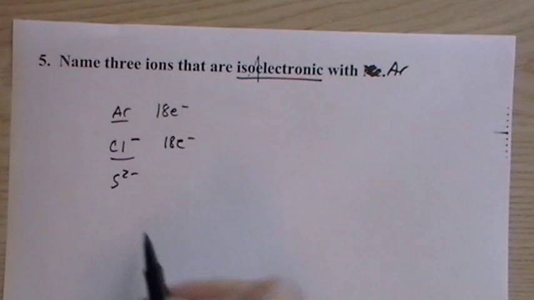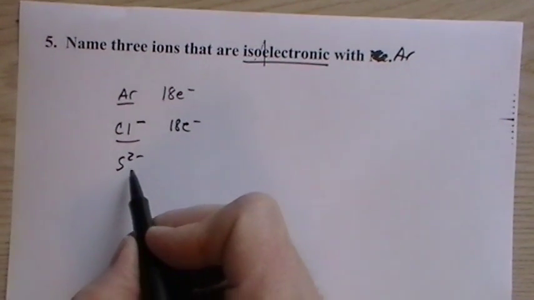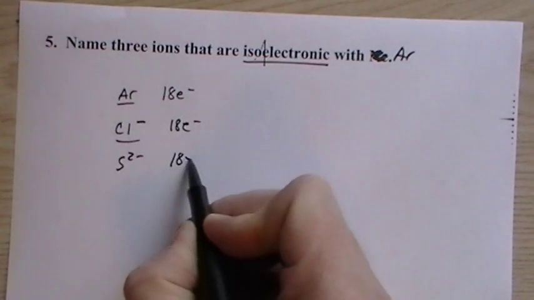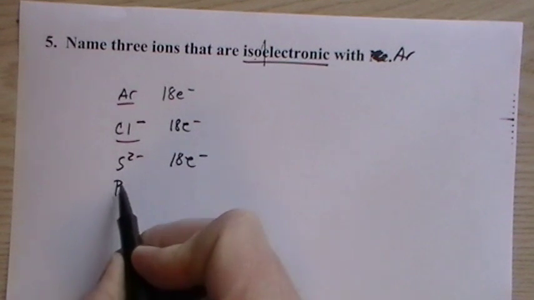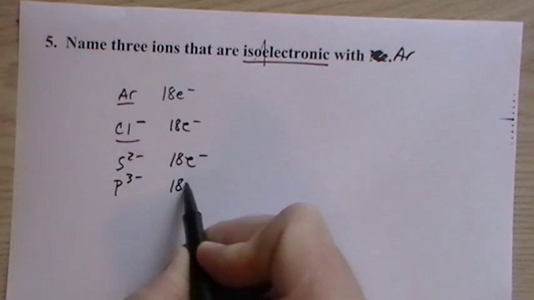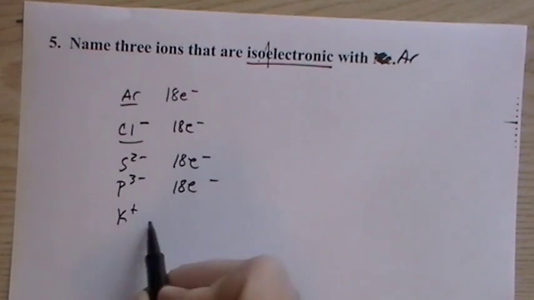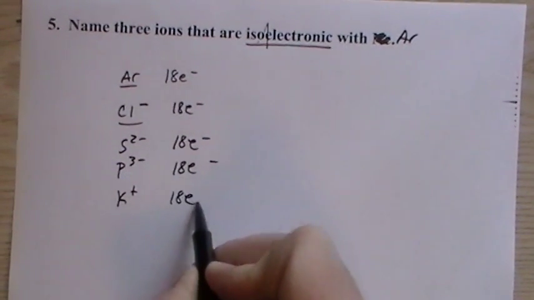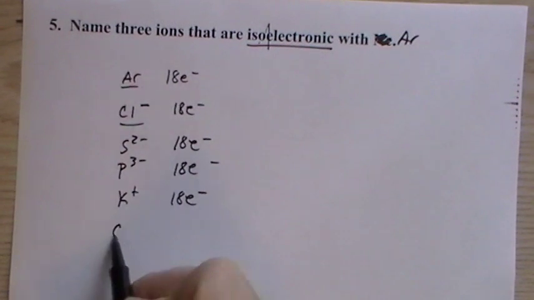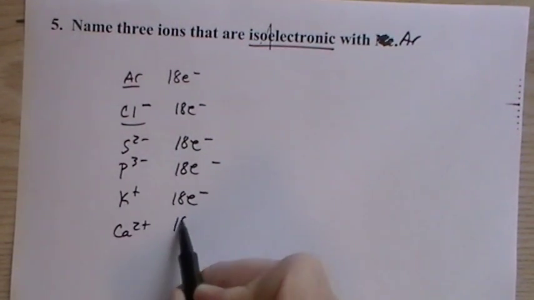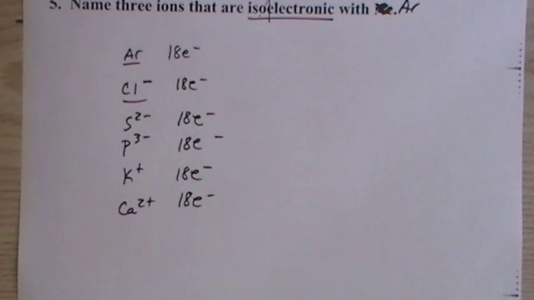Sulfur has 16 electrons, so sulfide has 2 more, so 18. Phosphorus has 15 electrons, so the phosphide has 18. You can go from the other direction. Potassium has 19 electrons, and a +1 makes it 18. So I'm doing more than 3 ions. Calcium is +2, so 18. It had 20 electrons, now it's down to 18.